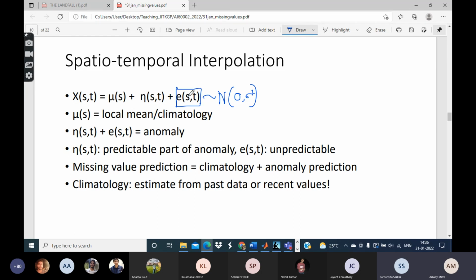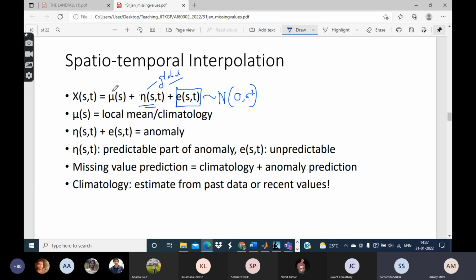This is the predictable part, some kind of global component, which is basically the influence of the other locations and maybe the other time points also. So this part we may never be able to predict. Our predictions will be limited to this part. So the base value or the climatology will always be there. On top of that, if we have to make an estimate of x S T, suppose this value is missing, I do not know it.